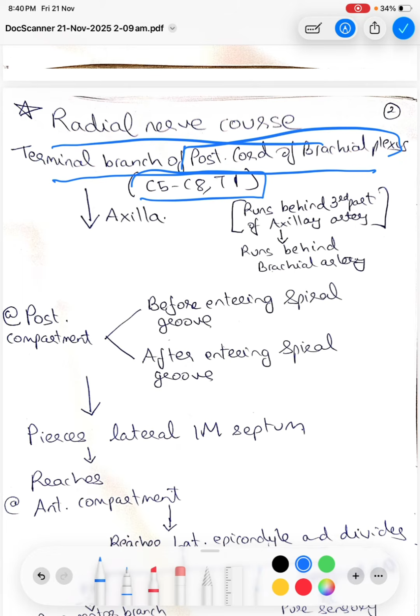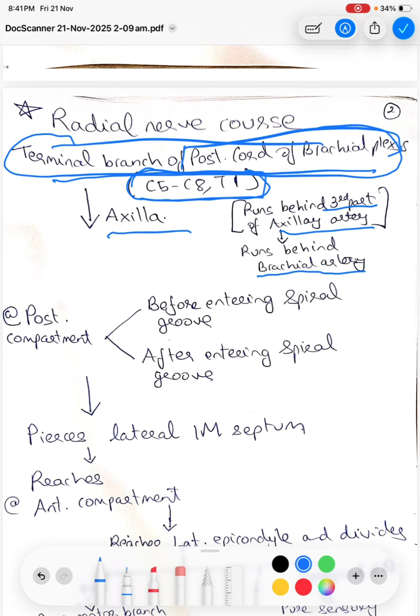Okay, so this forms the crux of understanding the concept of wrist drop and radial nerve palsy, because this is the basic anatomy which will give us the key to delineate the site of injury. Okay, so how does the radial nerve form? It is the terminal branch of the posterior cord of the brachial plexus, that is C5 to C8 and T1. Going distally in the axilla, it runs behind the third part of the axillary artery and then behind the brachial artery. Okay, so this is the course in the axilla.